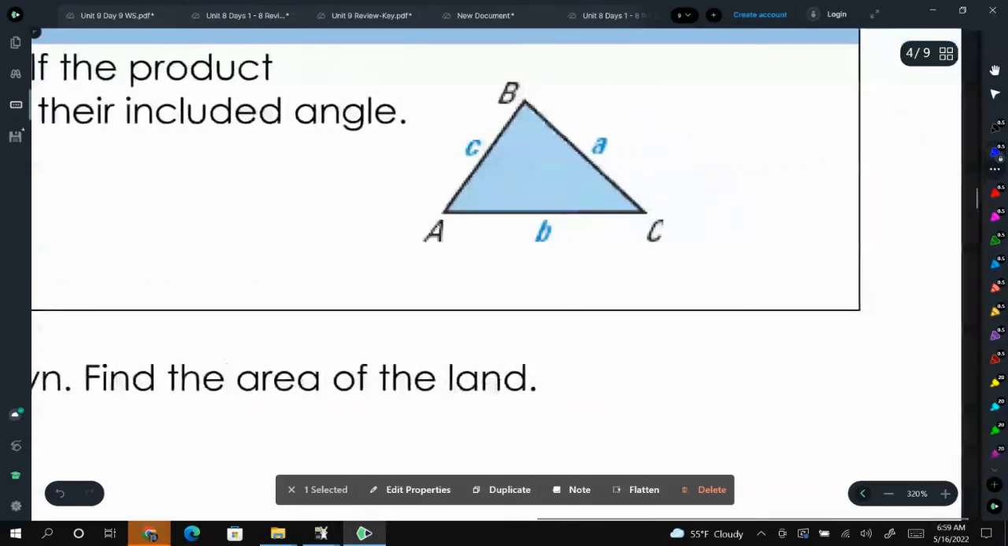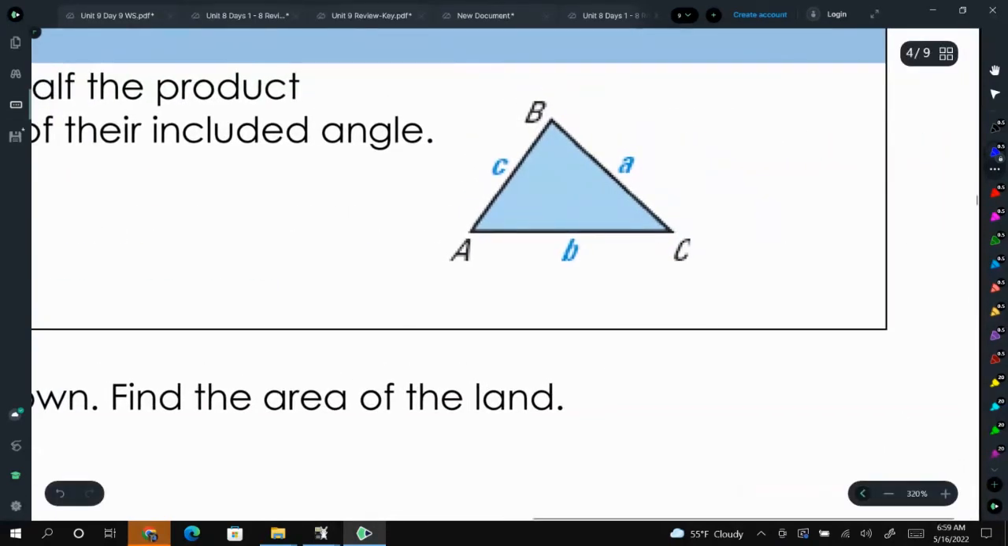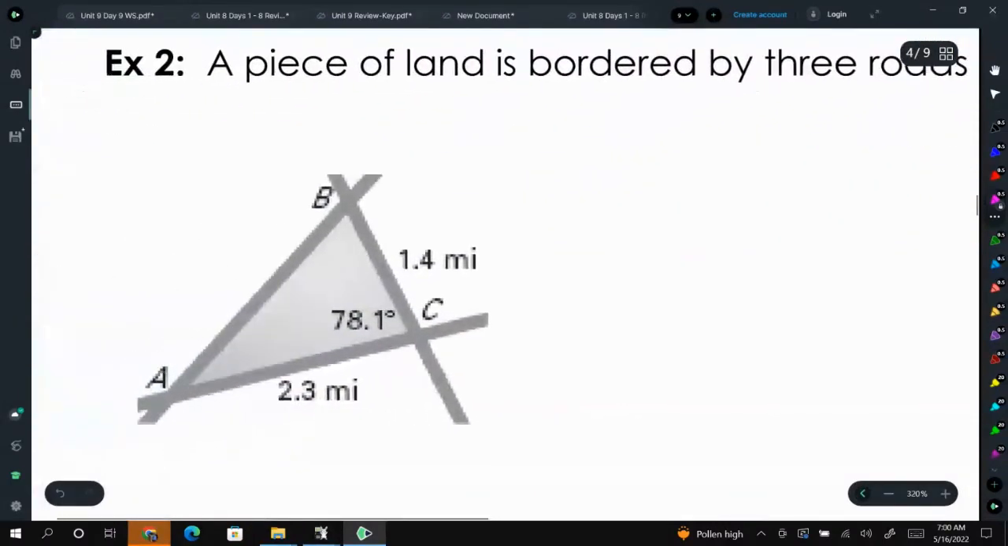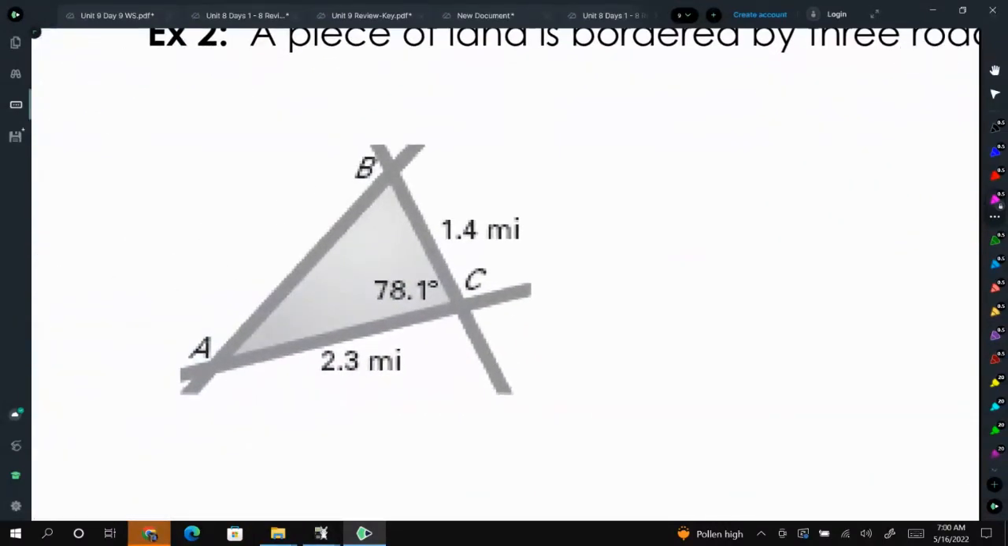So basically what that looks like in the picture is that if I know these two sides and this angle, I can calculate the area. Or if I know these two sides and this angle, I can calculate the area. And then finally, these two sides and this angle, I can calculate the area. So if I know the angle that touches the two sides that I know, that's what I would use to calculate the area. So let's look down here, and we do have that situation.